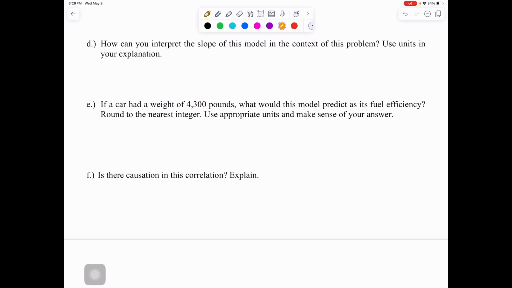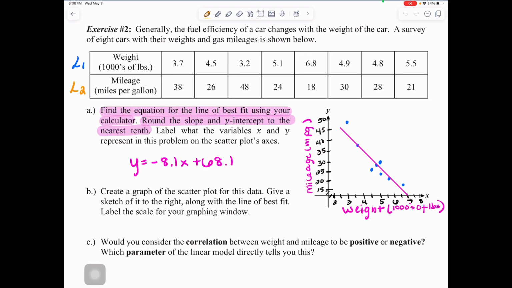And then I want you to go back to the previous lesson and think about if there's causation in this correlation. So at this time, I want you to pause the video and try this exercise because it's getting at what we did today, plus bringing back some of what we did yesterday. And then you can resume the video to go over the answers and I'll discuss with you. Okay, now that you had a chance to try this on your own, we're going to go over the answers.